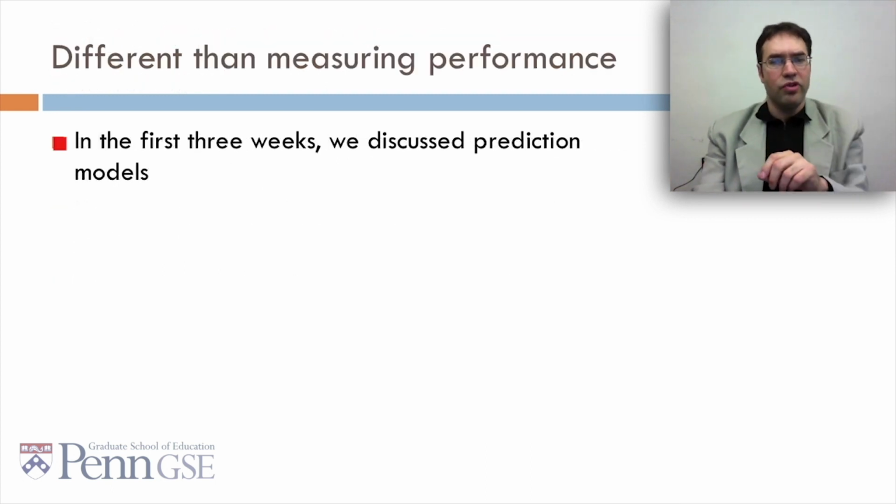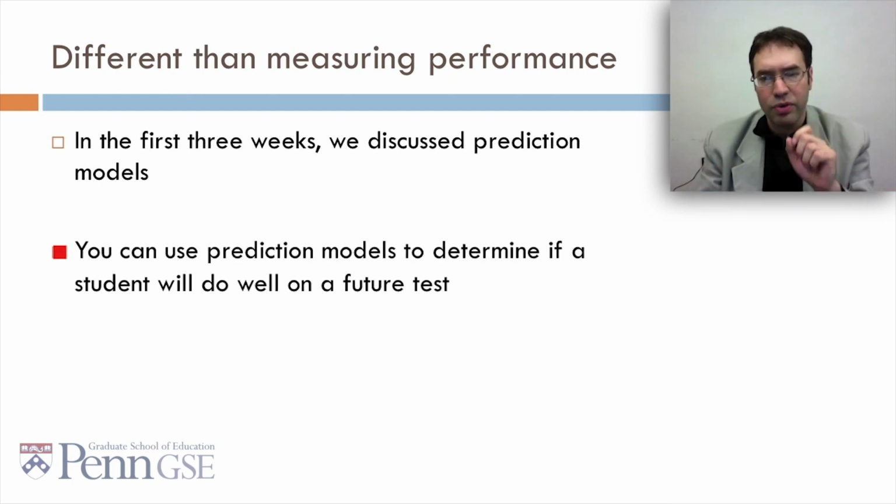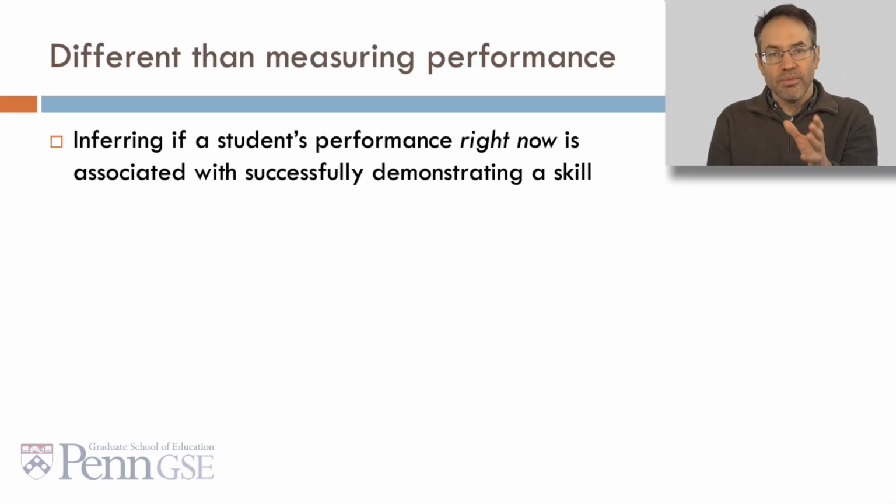This is different than measuring performance. In the first 3 weeks, we discussed prediction models. You can use prediction models to determine if a student will do well on a future test. And you can use prediction models to infer if a student's performance right now is associated with successfully demonstrating a skill. Now, this is different than measuring performance.